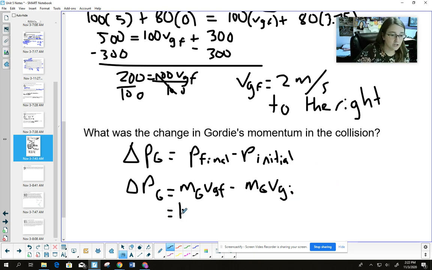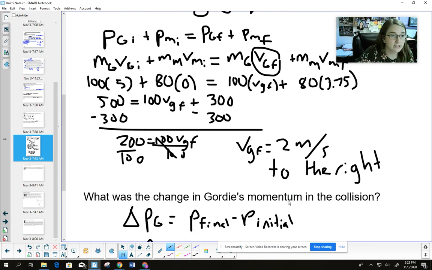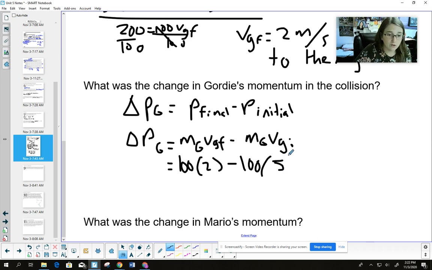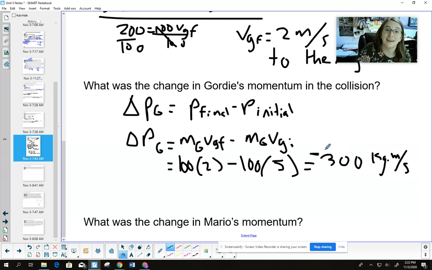Okay, so his mass was 100. His final speed we just found to be 2. Minus his mass here is again 100, times his initial speed, which was 5. So if you notice, because he slowed down, this is 200 minus 500. That was a 300 kilogram meter per second change, negative. So he lost some momentum.